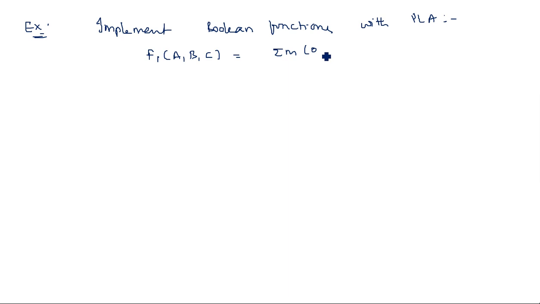Implement Boolean functions with PLA. So F1 of ABC, 3 inputs are there. F1 of ABC is equal to summation of m of 0, 1, 2, 4. And F2 of ABC is equal to summation of m of 0, 5, 6 and 7.